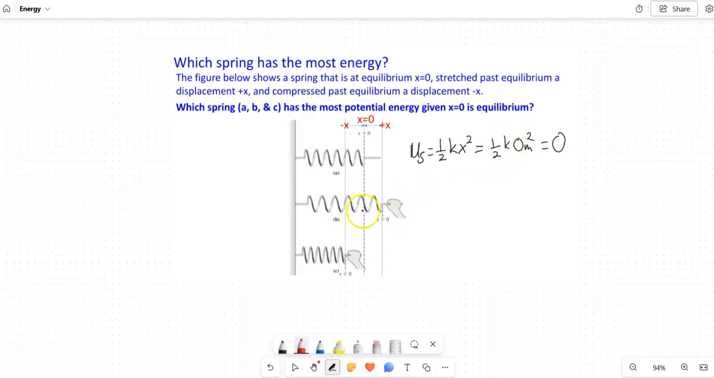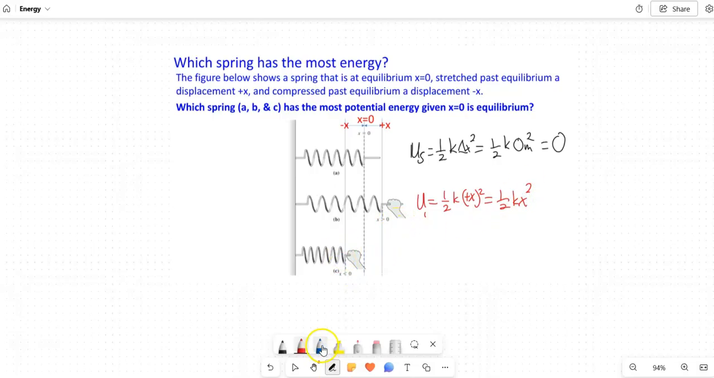Over here, you've got it pulled to the right. So this is U sub S. And again, I should have made sure that I used a delta X here. It should be delta X squared. So this potential energy due to a spring is going to be equal to 1/2 K. And its delta X is going to be, it's been displaced a positive X that we're going to square. So its value is just going to be 1/2 K X squared.